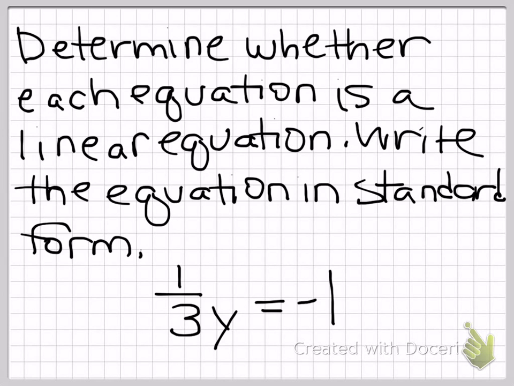Here we're asked to determine whether each equation is a linear equation. When we think of a linear equation, that means when we graph it, it needs to make a straight line. So there are certain things that we need to look for, and then we need to be able to write the equation in standard form, which would mean that each coefficient, so in this case 1/3, needs to be an integer. So it cannot be a fraction or a decimal. To make this into an integer, we would need to multiply by the reciprocal.